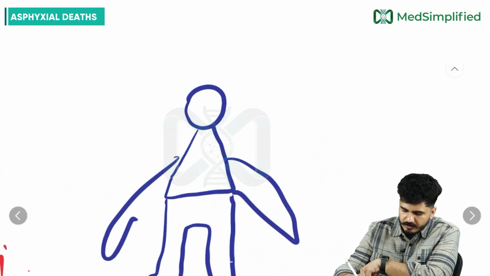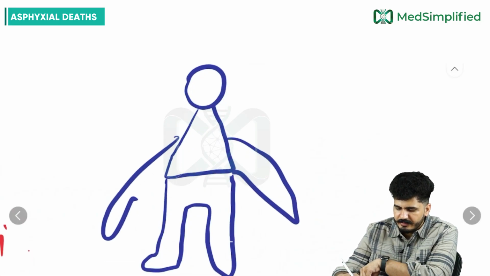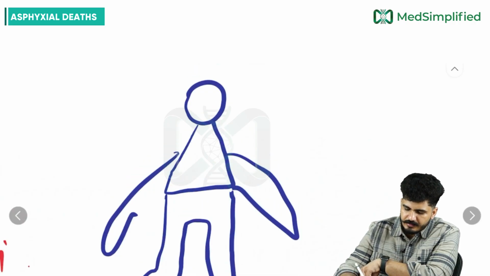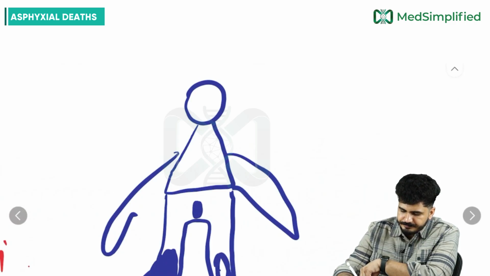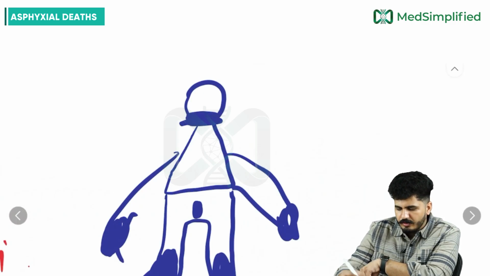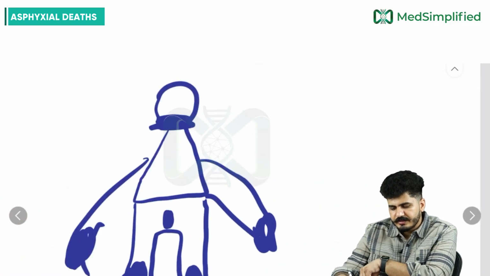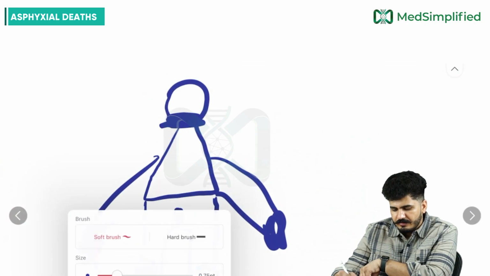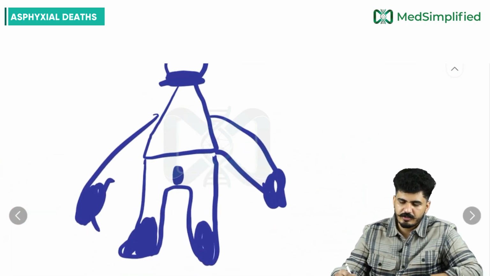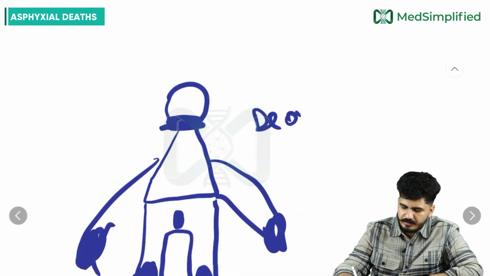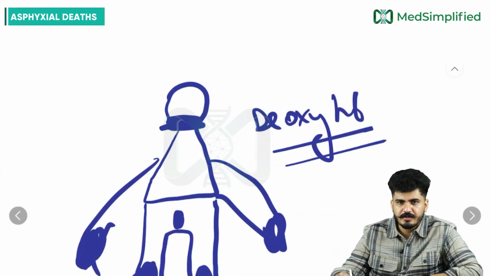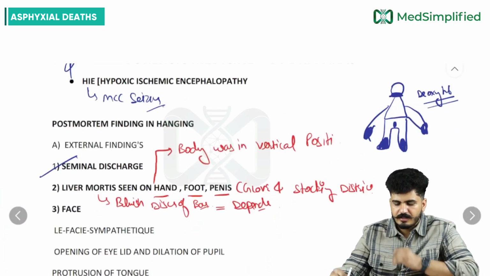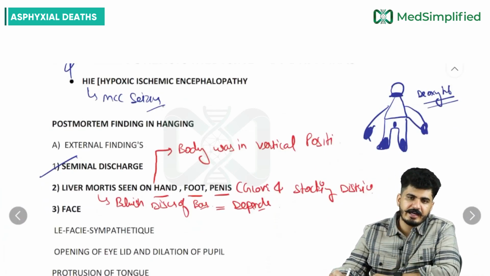So we'll see the organs which are under the high influence of gravity. What organs can be there, sir? One is your penis, feet, hand, and the lower part of the chin also. There will be bluish discoloration. There will be a bluish discoloration because of what? Deoxyhemoglobin. Because of the deoxyhemoglobin, you will see livor mortis in the hand, foot, and penis.